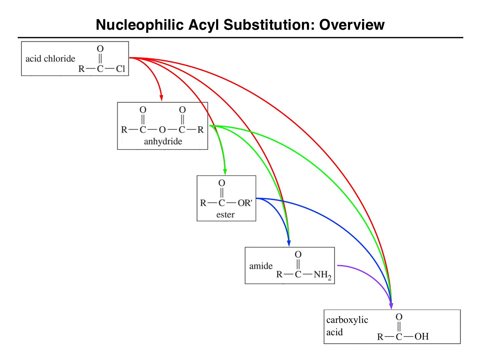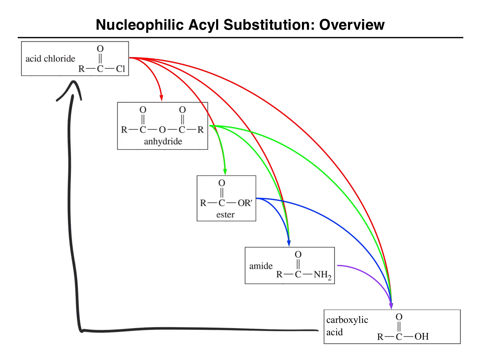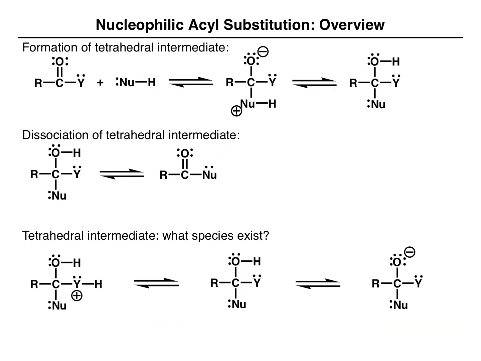And don't forget that carboxylic acids can be converted to acid chlorides by reaction with thionyl chloride or oxalyl chloride, for example, or it can be converted to an acid bromide by reaction with phosphorus tribromide. For the last bit of our overview of nucleophilic acyl substitution, before we get into the details of the specific reactions, I want to think about the overall mechanism, which happens in two stages.